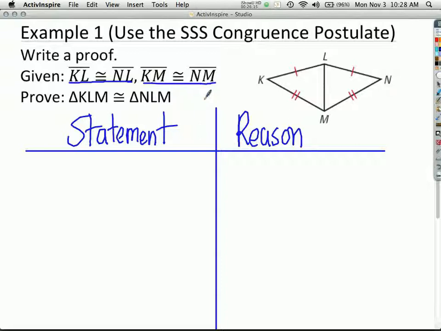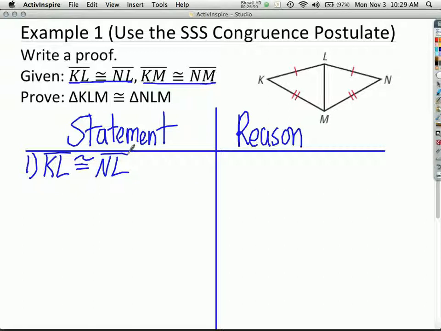So how many pieces of evidence do we now need? 3. How many are given to us at the crime scene? 2. So we just have to be detectives to find that 3rd piece of evidence. Let's start out by stating the crime scene evidence, or the obvious, the ones given to us. Okay? Segment KL is congruent to NL. That's crime scene evidence that's given to us.